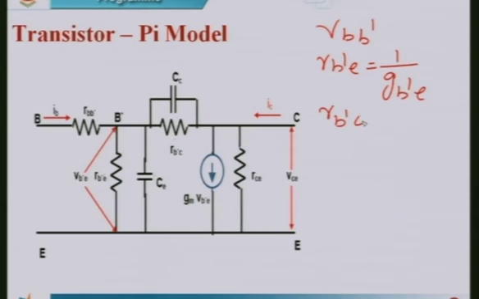Similarly, R B dash C is defined as the resistance between the base and the collector, which is due to the reverse biased junction, and CC is the capacitance between the base and the collector. RCE is the resistance between the collector and the emitter, and it is denoted with a conductance given by GCE. Similarly, R B dash C is denoted with G B dash C, its reciprocal, where V B dash E is the voltage drop across the emitter and base, as shown in the figure.